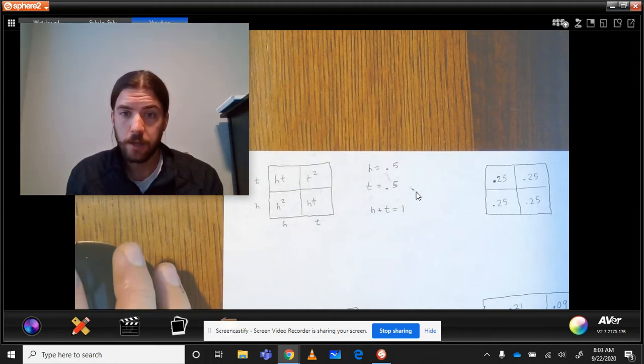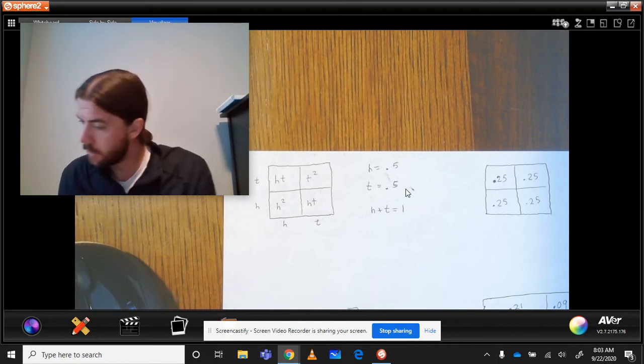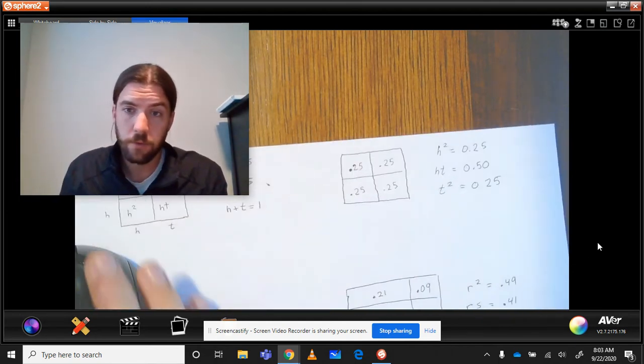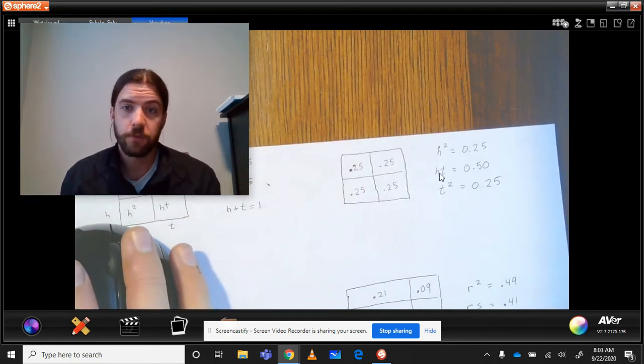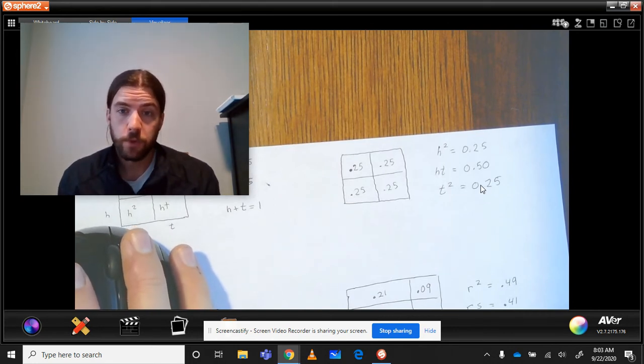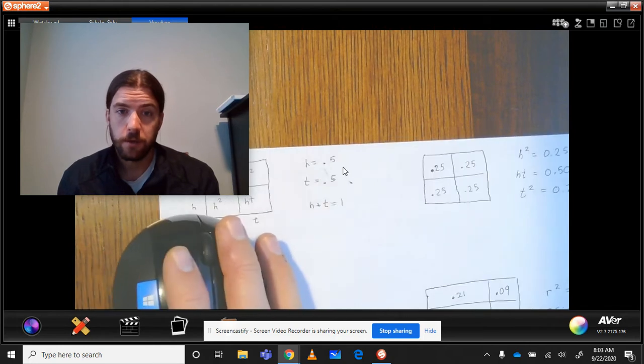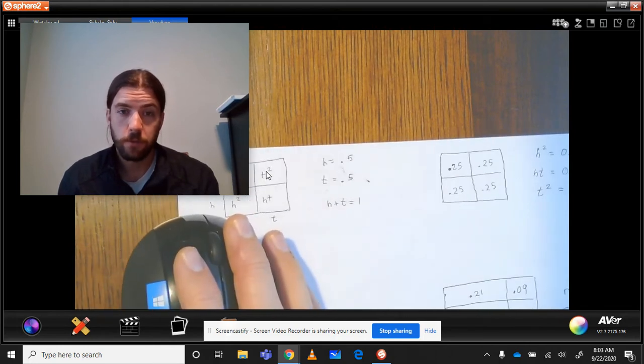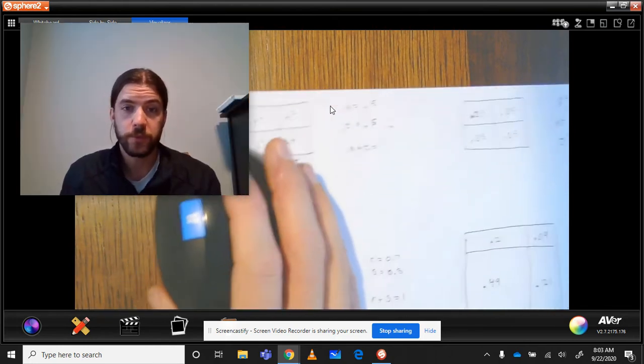So really, you'd get a 50% chance of getting tails heads or heads tails, whichever way you want to say it. You have a 25% chance of getting your tails twice in a row. So tails and then another tails is 25%.